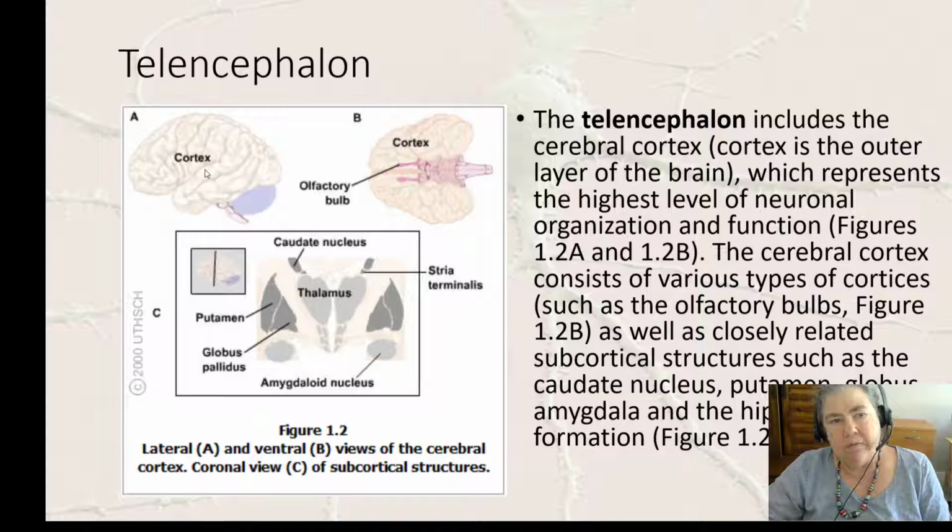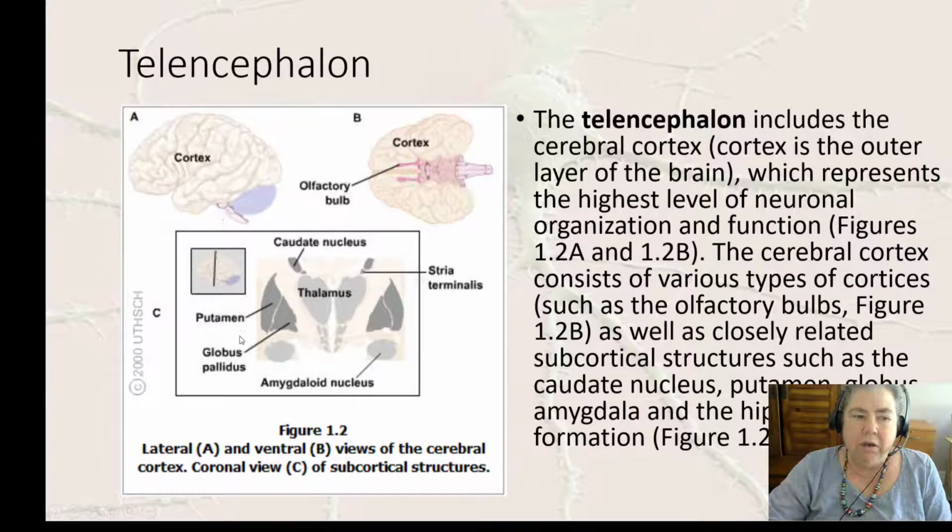And then there are structures internal to the cortex and the bundles of white matter that are coming from the cortex. And these are cell bodies that are involved in a number of things, including movement, called the caudate nucleus, the putamen, and the globus pallidus.